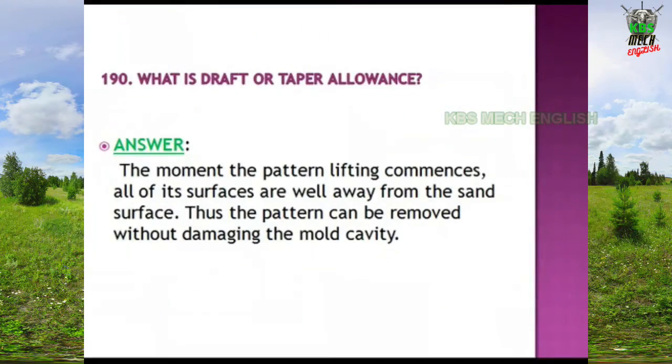Question number 190. What is draft or taper tolerance? Answer. The moment the pattern lifting commences, all of its surfaces are well away from the sand surface. Thus the pattern can be removed without damaging the mold cavity.